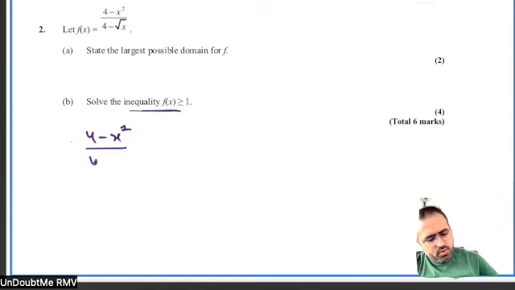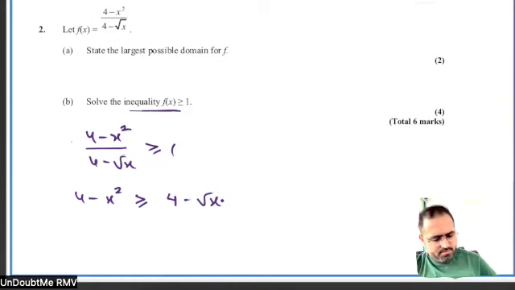(4 minus x square) over (4 minus root x) is greater than or equal to 1. So 4 minus x square is greater than or equal to 4 minus root x. We have to move the x values to one side. So 4 minus 4 equals x squared minus root x. This 4 will be cancelled, or 4 minus 4 will become 0.